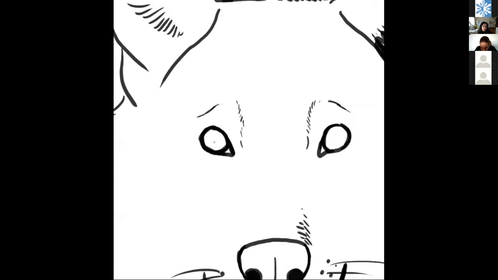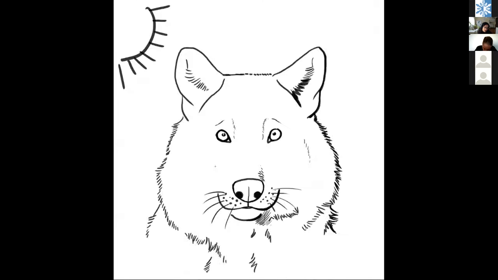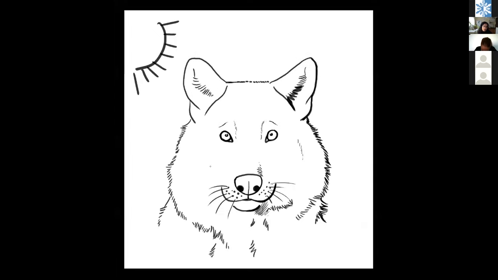And by the way, if you wish, you can add the pupil. And my wolf looks completely silly.